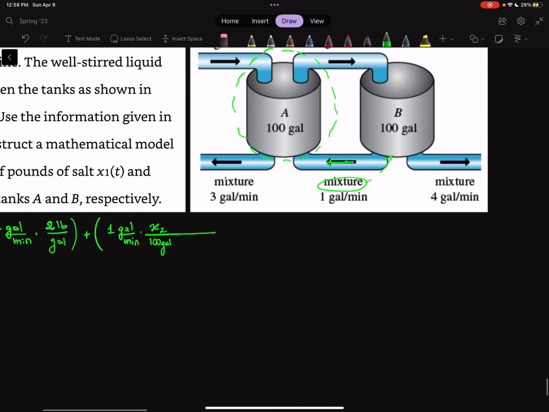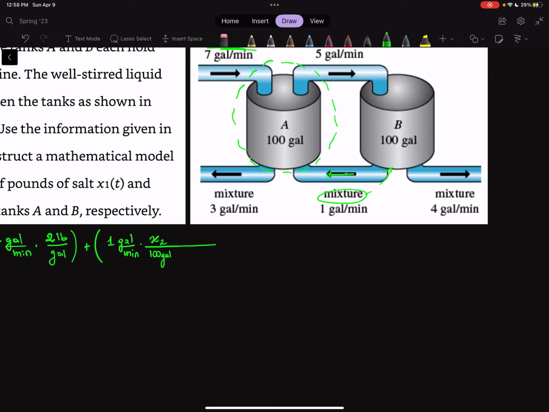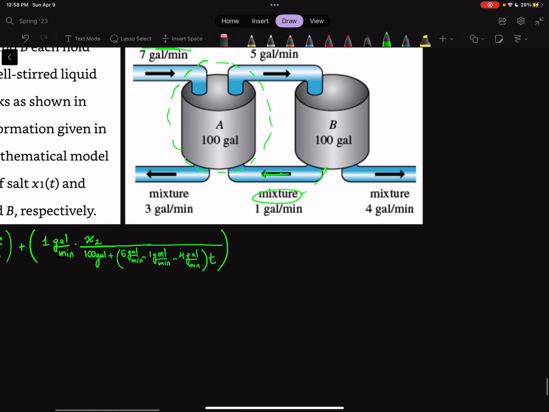And now we need to see if we also end at 100 gallons. So we need to add the amount of gallons going in at any one time minus the stuff that's going out, which is 1 gallon per minute and another 4 gallons per minute. And then, depending on what time it is, these are going to have different values of t. Okay, so that's the stuff going into tank A.